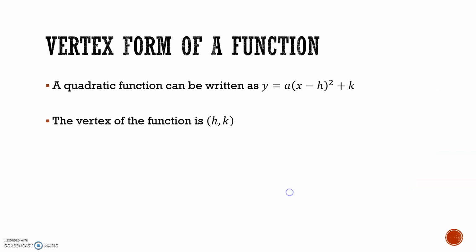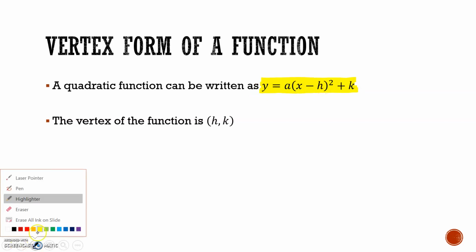So vertex form looks like this. This is our formula for vertex form. Y equals a, and then in parentheses, x minus h, and plus k. Now some of this should look pretty familiar. The minus h and the plus k looks very similar to what we did with absolute value functions.